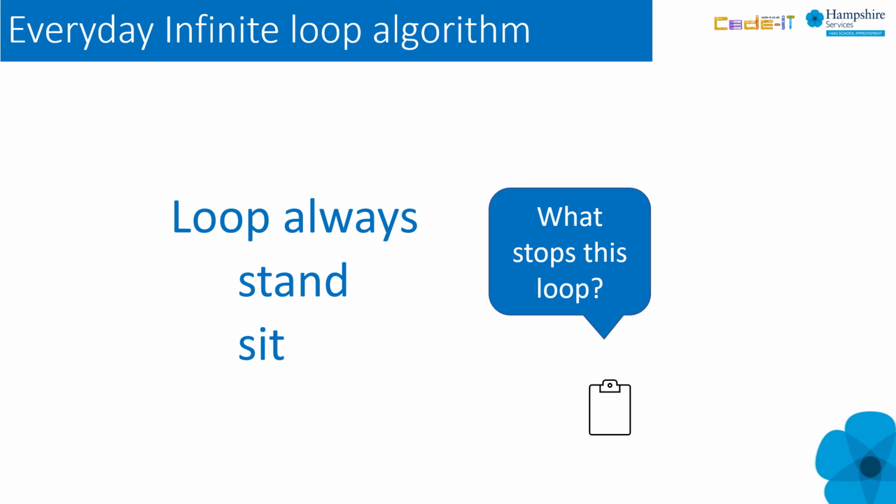Identifying that nothing stops the loop is important. We can make the point that a human will get bored and stop, or will eventually run out of energy and stop. However, a machine will continue to carry out an infinite loop unless it is shut down or the program is stopped.